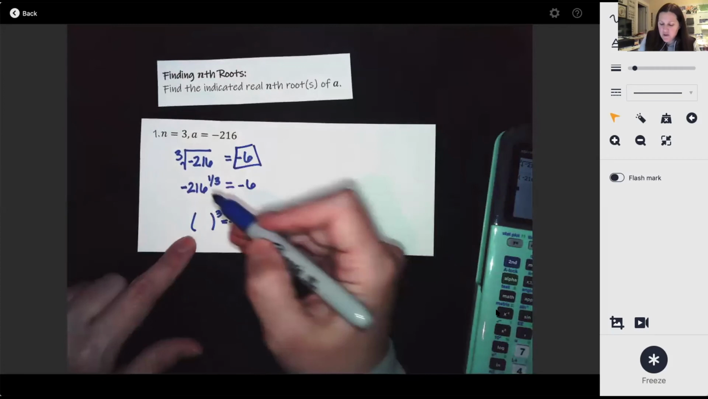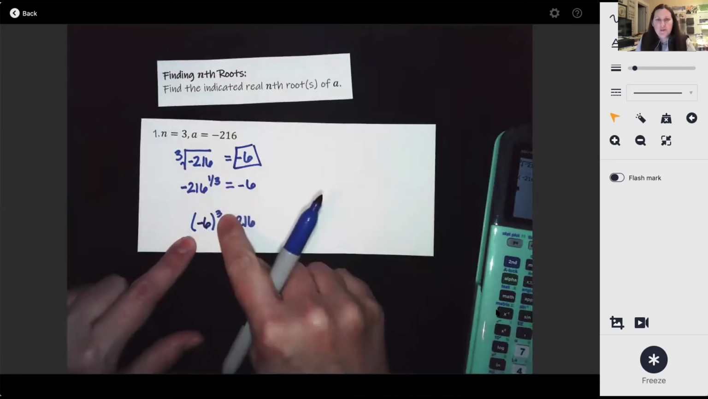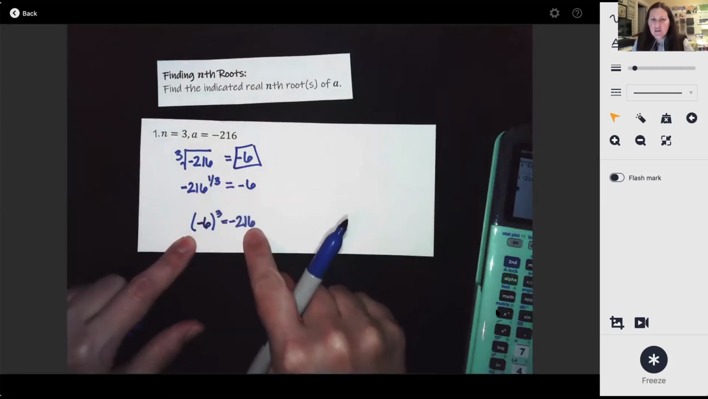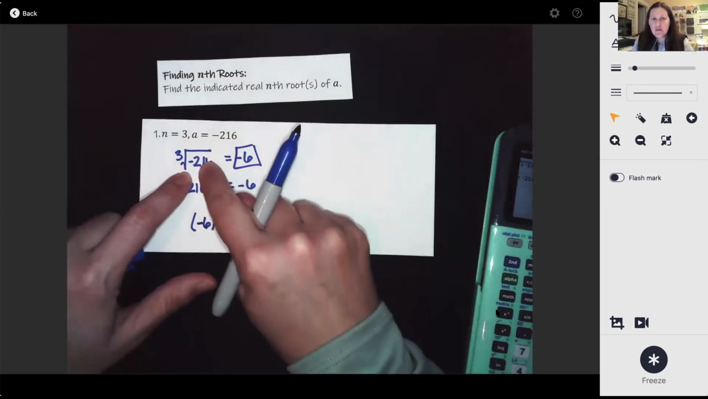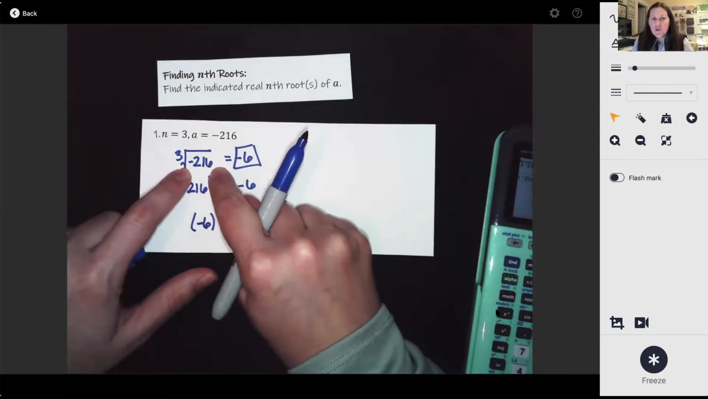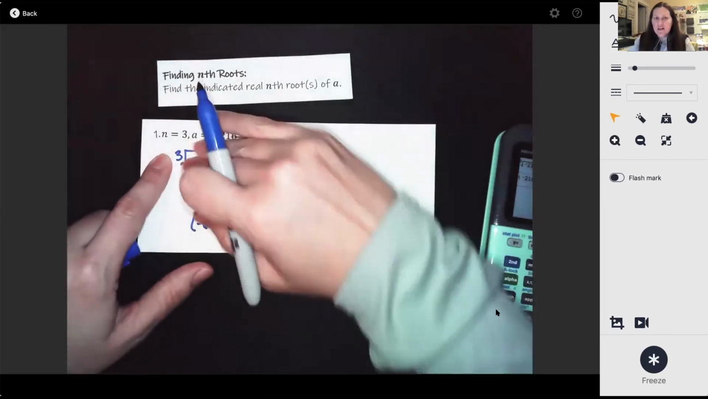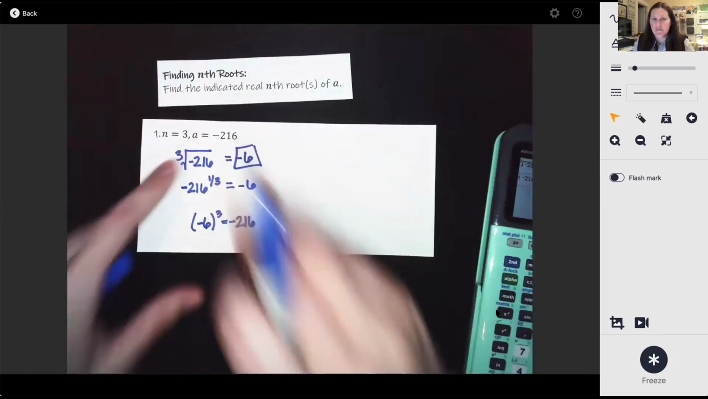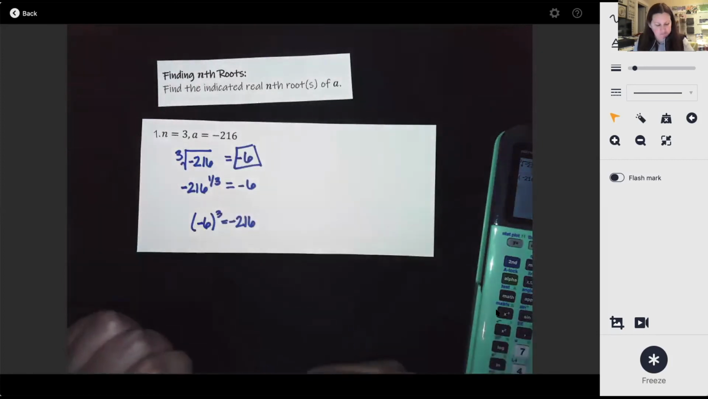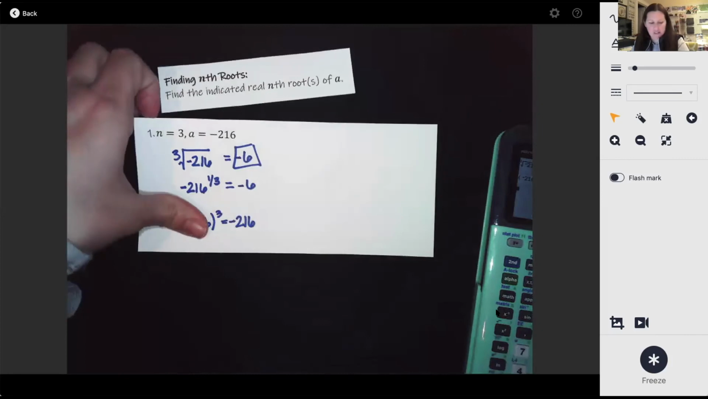That means if I take negative 6 and cube it, I get negative 216. So that's a way to think of this: I'm trying to figure out what this equals. If I ignore the root, what to that power gives me that number? And that was negative 6. All right, let's go on to number 2.